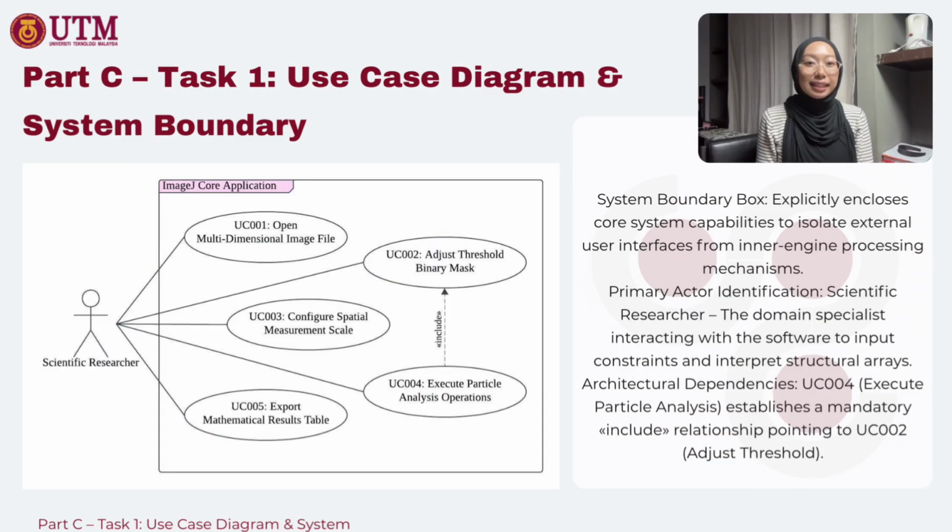Now, looking at Part C, this is the use case diagram modeling the system boundaries. The system boundary box clearly separates the core software features from external entities. Our primary actor is the scientific researcher. Notice the structural relationship between UC004, which is particle analysis, and UC002, threshold adjustment. There is a strict include dependency pointing to UC002. This models the system constraint that the particle analysis engine cannot execute unless a binary mask has been successfully generated first.